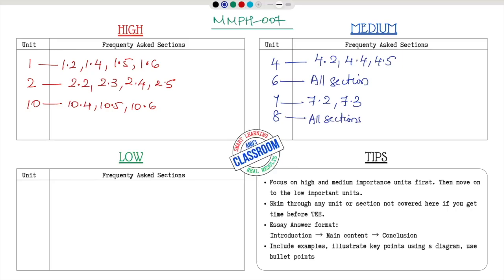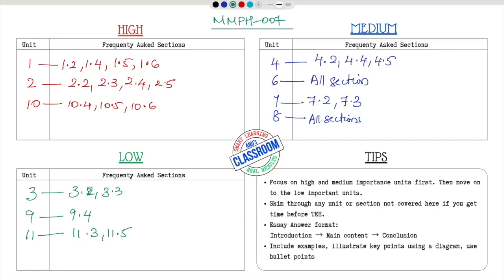Now let us move on to the low priority units. Basically, it is all the units that I have not covered yet. So that includes Unit 3, Unit 9, and Unit 11. So from Unit 3, the most important sections, the frequently asked sections are 3.2 and 3.3. From Unit 9, it has been 9.4, and from Unit 11, it has been 11.3 and 11.5.